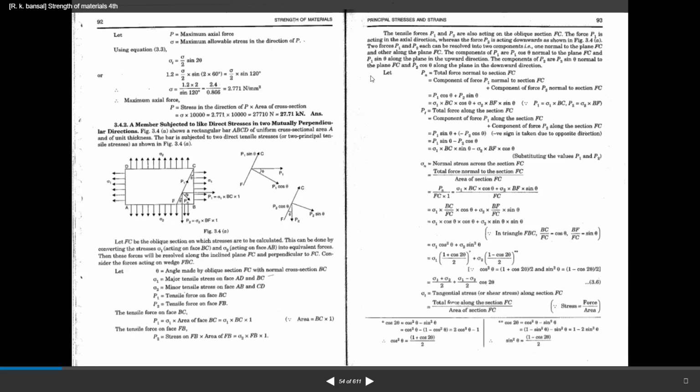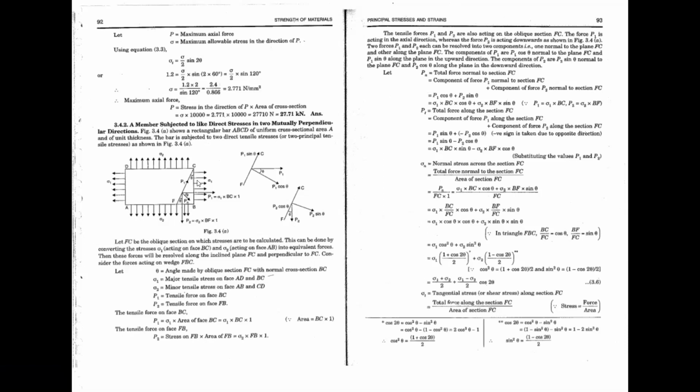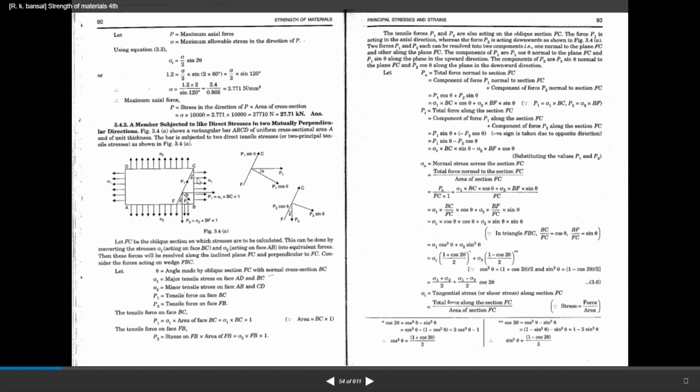The tensile forces P1 and P2 are also acting on the oblique section FC. The force P1 is acting in the axial direction, whereas the force P2 is acting downwards, as shown in the figure.